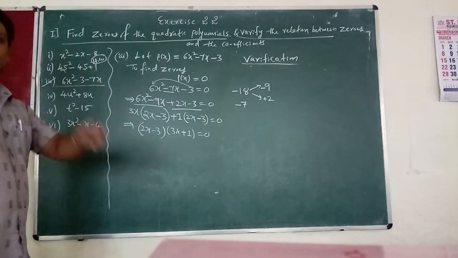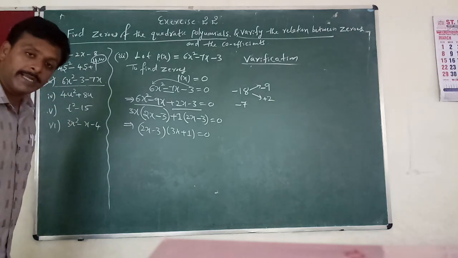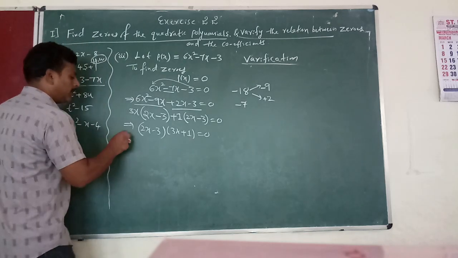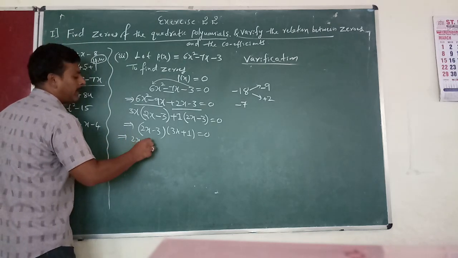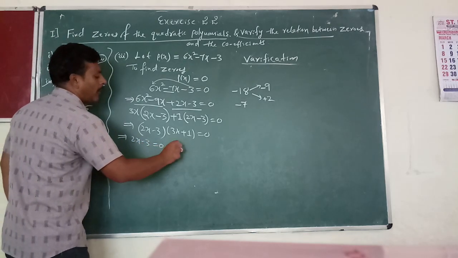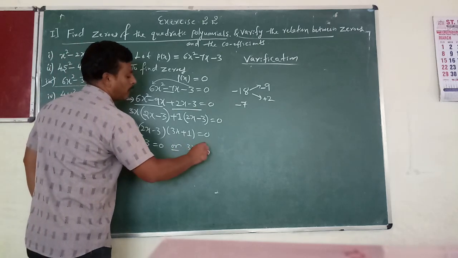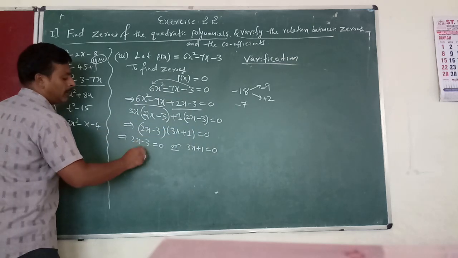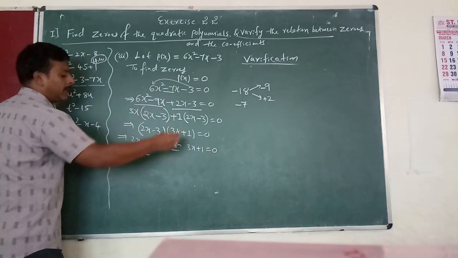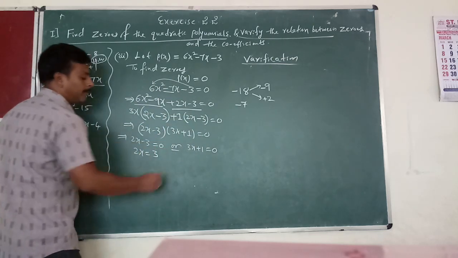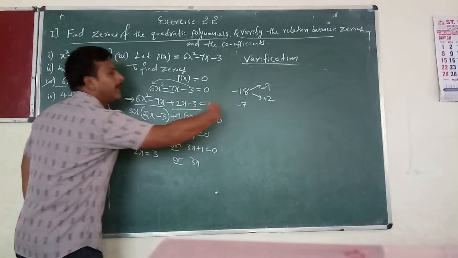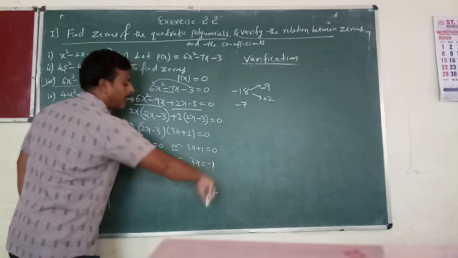What we got now? 2 brackets we got. What we have to make it? Each bracket equal to 0. So this implies 2x minus 3 equal to 0. Or 3x plus 1 equal to 0. Shift minus 3 to that side. 2x equal to minus 3 going that side. It becomes plus 3. Same thing you have to do here. 3x. When plus 1 is going to that side, it becomes minus 1.